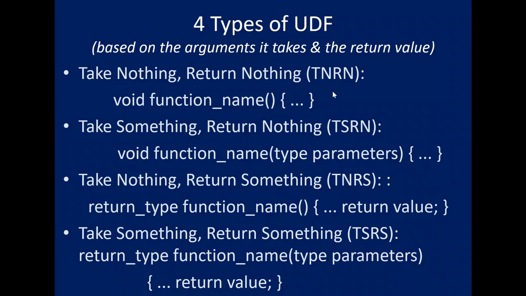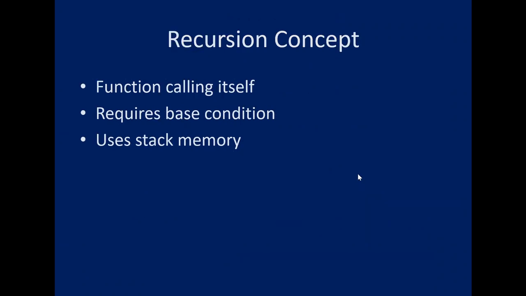The 4 types of user-defined functions based on the arguments it takes and the return value have been listed here. We shall see examples for each one of these to understand better.